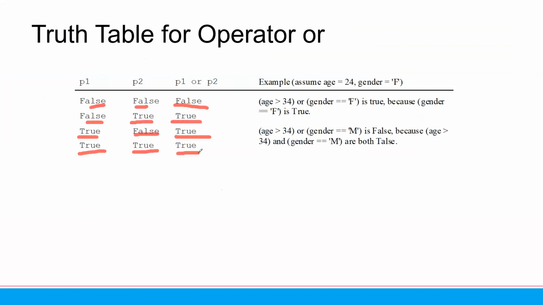Okay. So let's suppose we have the age 24 and gender is F. Age is higher than 34 or gender equals F. Then the condition is true because this one is false, but this one is true. So the result is true.